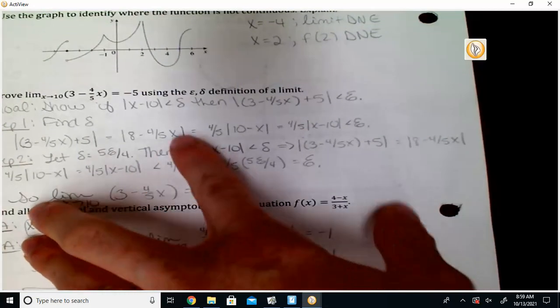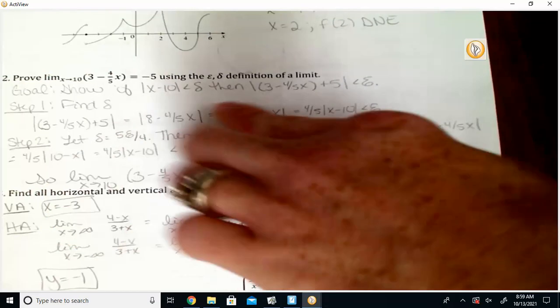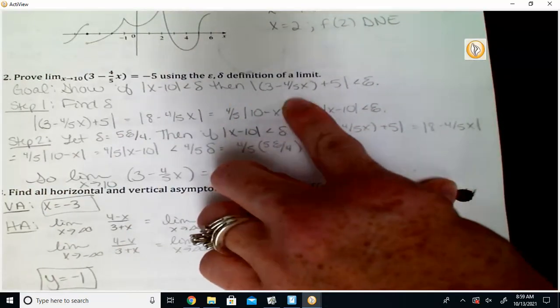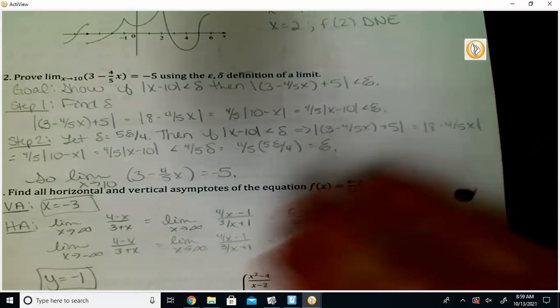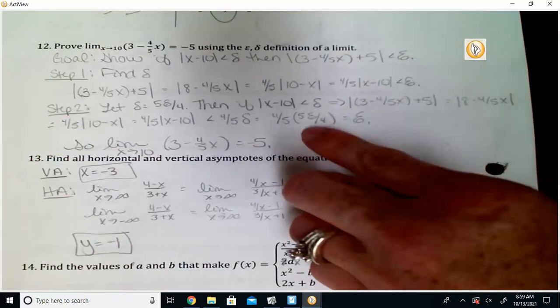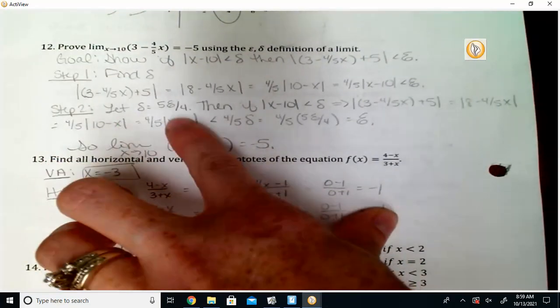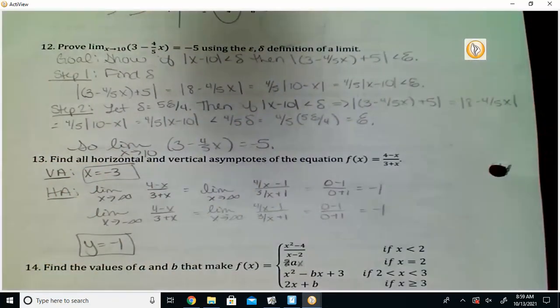Number 12, your epsilon delta. So we're trying to prove the definition. If the absolute value of x minus 10 is less than delta, then the absolute value of 3 minus (4/5 x plus 5) is less than epsilon. So you have to find your delta. You do that scratch work, and we get 5 epsilon over 4. So your proof, you have to state, let delta equal 5 epsilon over 4.